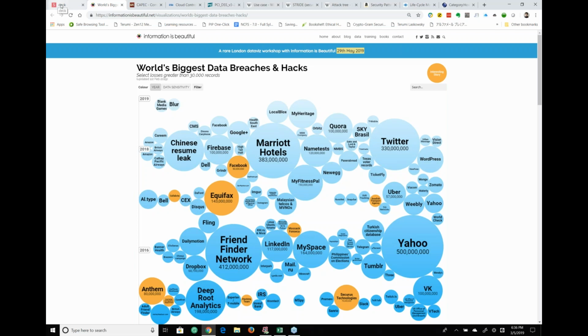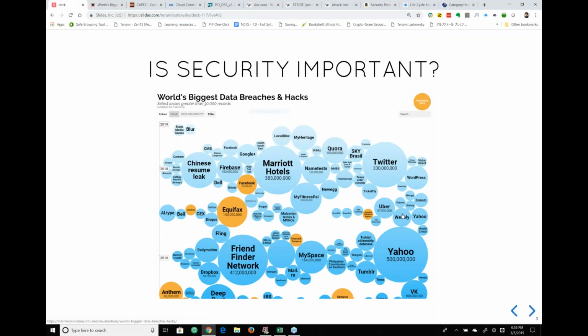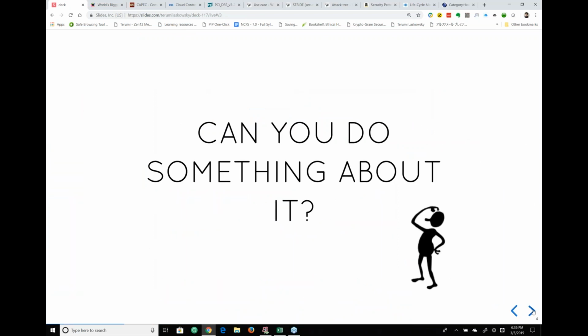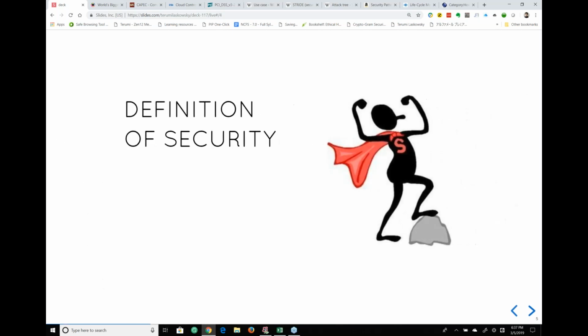All right, so let's go ahead and move on. So is security important? I hope so. Right? And is there something that you can do about it? Right? And the answer is yes. There is something that you can do. You as an architect can do. So let's go ahead and dive into some of the areas where you are able to help.